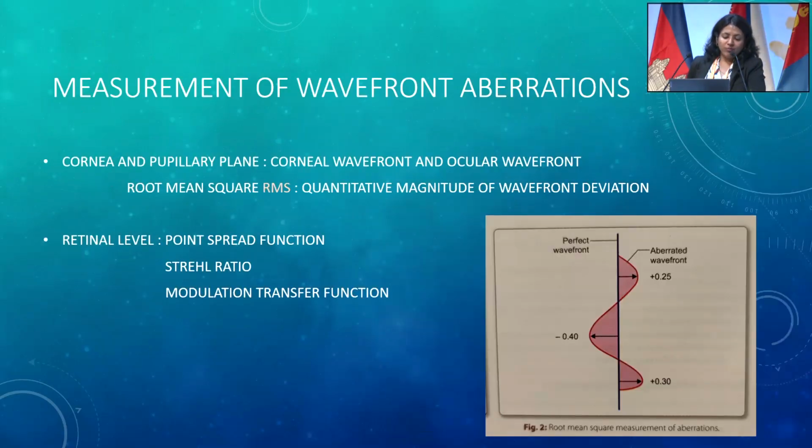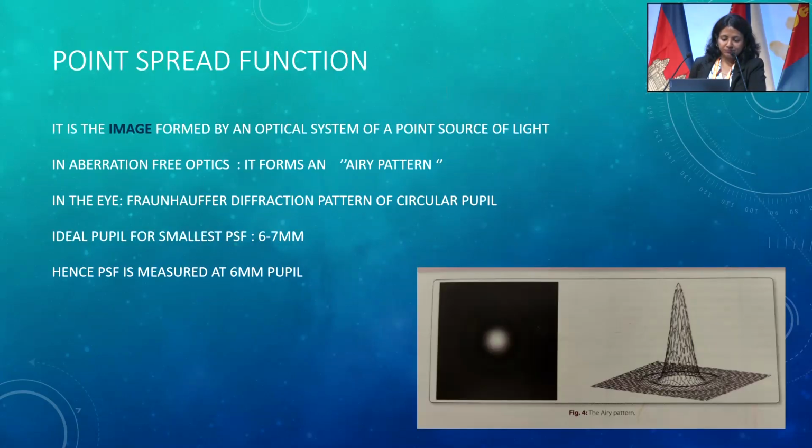So how do we measure the wavefront aberrations? They are measured at two levels. One is the cornea and the pupillary plane, and second is at the retinal level. At the retina level, three aspects are measured: the point spread function, Strehl ratio, and modulation transfer function. And at the cornea level, what we get is the wavefront analysis, which is quantified in terms of root mean square analysis.